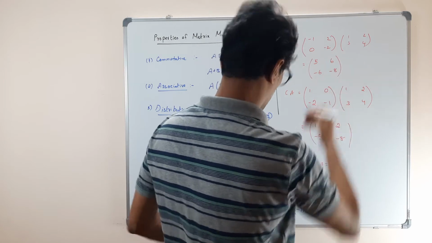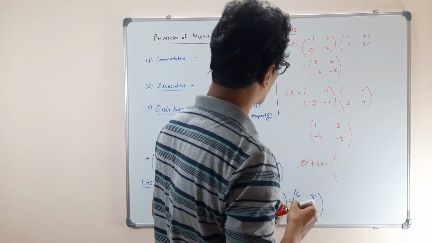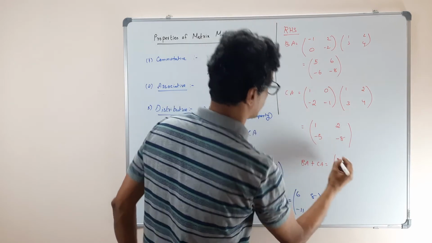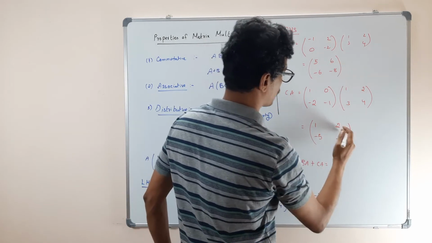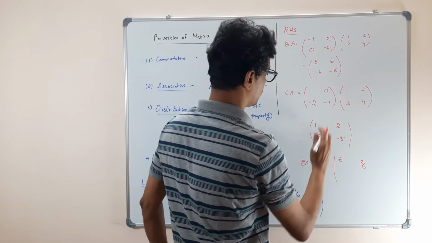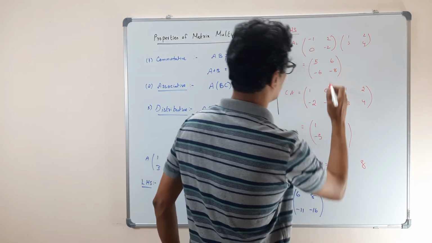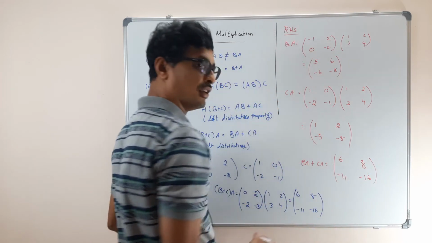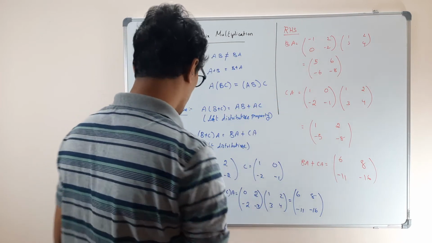So let us add up here. Now this comes. So let us do this one here. We should get the same answer. Adding BA plus CA: 5 plus 1, 6. 6 plus 2, 8. Minus 6 plus minus 5, minus 11. Minus 8 plus minus 8, minus 16. And that's what we are getting. Correct?